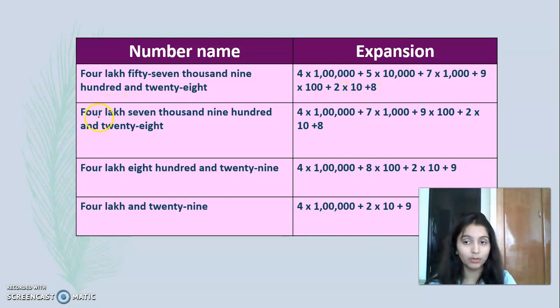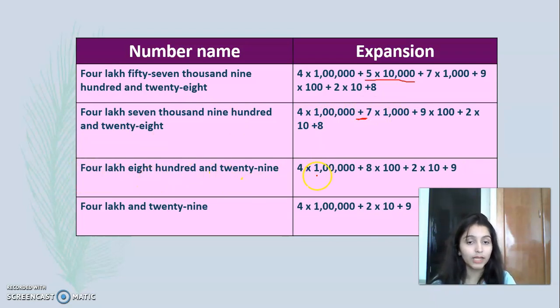And then next one would be 4,07,000. Because there was 0 in the 10,000s place, you will ignore that place and just write 4,07,928. So the same expansion that we did over here, but if you've noticed, we have not written this term. There's no 10,000 in this expansion. There's only 1 lakh and then there's 1,000.